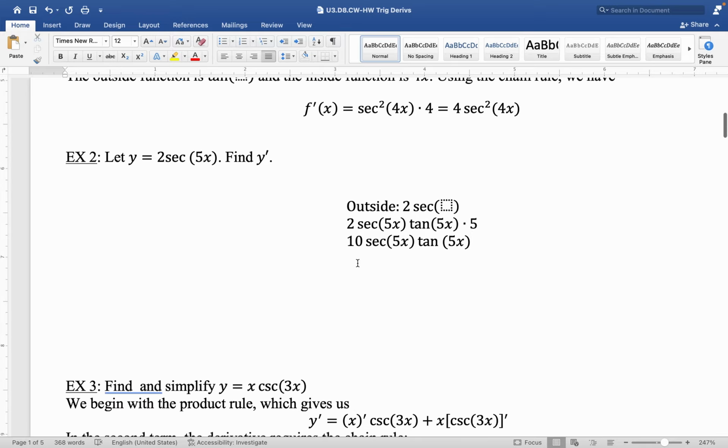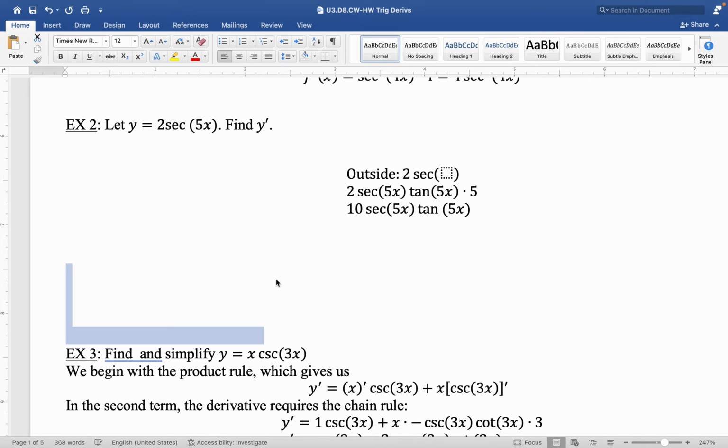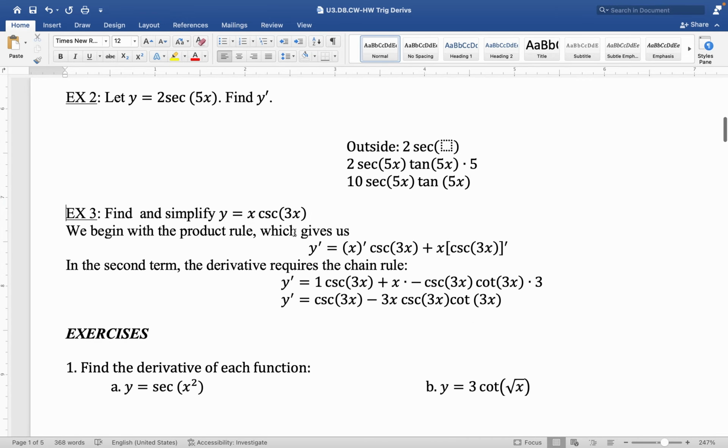And then finally, let's do one more example. Let's have a look at x cosecant of 3x right here. So let me delete the notes from here.